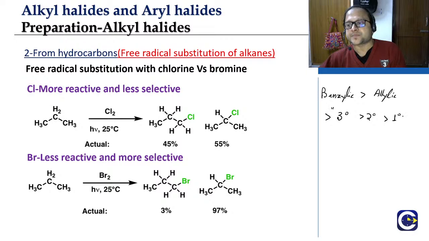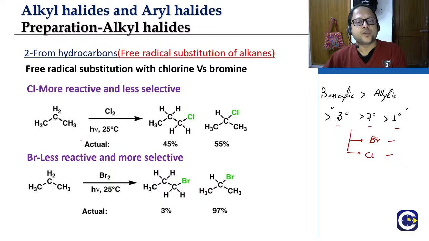If you focus only on this part, we have obviously tertiary more than secondary more than primary, so that goes for both bromine and chlorine. But you can see that when you are using chlorine, right, okay, secondary is still major, but you see it is 45% and 55%. However, if you go for bromine, the same figure now looks very weird, right?